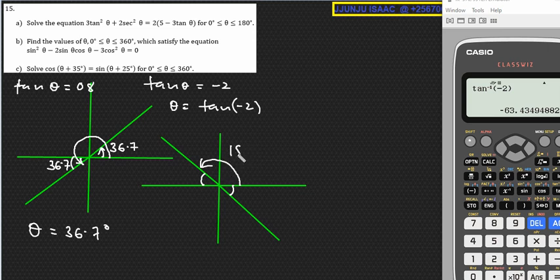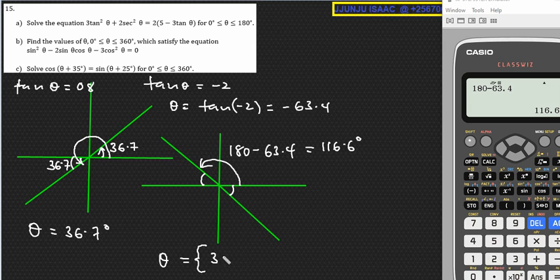So this is going to be 180 minus, remember this gives us negative 63.4, so we shall get 180 minus 63.4. That angle is 116.6 degrees.